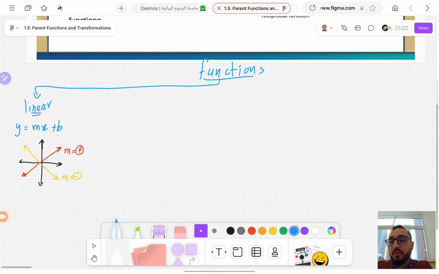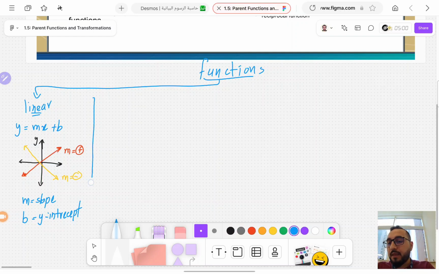If you look at the function here, mx plus b, m represents the slope of the function. If it's positive, it will be the red one. If it's negative, it will be the yellow one. Then we have b, which means the y-intercept: where this line intersects the y-axis. So this is the linear function, the most basic, or identity function, the easiest one.